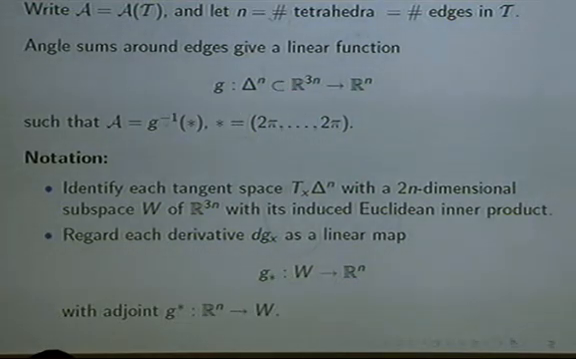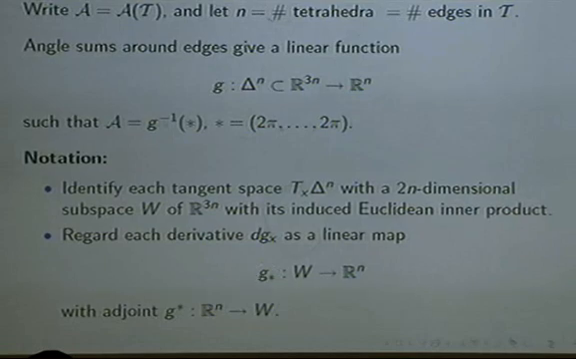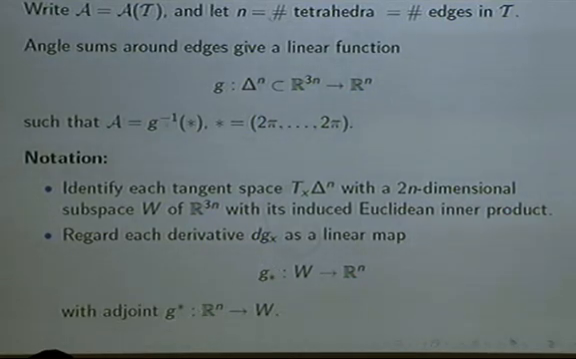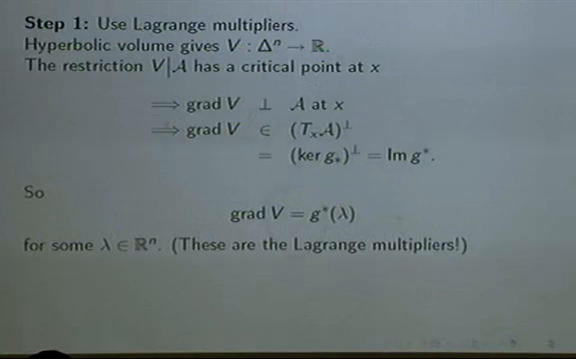Now, if we use the usual Euclidean inner product on R^3n, we also get a corresponding inner product on W. And you can talk about the adjoint of this linear map using that inner product. That's going to be the map g star from R^n to W. You could also think of these things as matrices. So this is represented by some matrix with respect to the standard basis, and this is represented by the transpose of the matrix. So this is going back the other direction. Okay, so there's a bit of notation.